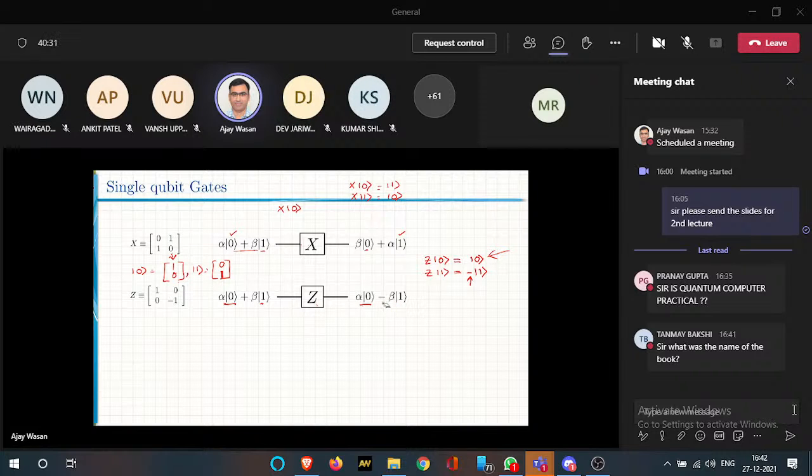And one more very famous gate is the Hadamard gate. I think I have not written the value. This Hadamard is basically H equal to 1 over root 2 times the matrix 1, 1, 1, minus 1. You can check later on, because I have limited time. When we apply this on alpha 0 plus beta 1, in the output we now get the superposition: 0 plus 1 over root 2, 0 minus 1 over root 2, like this. You can check later on.